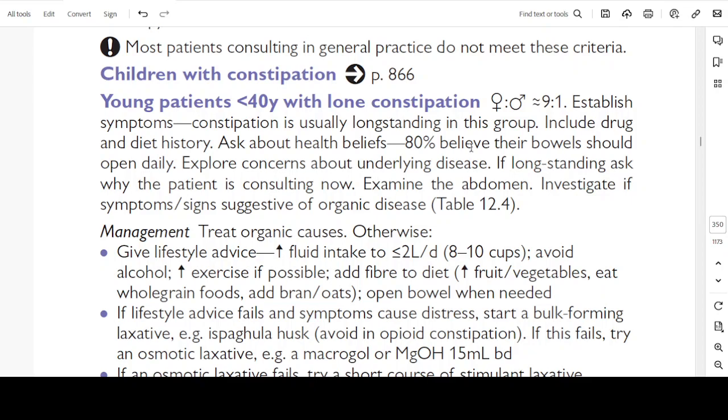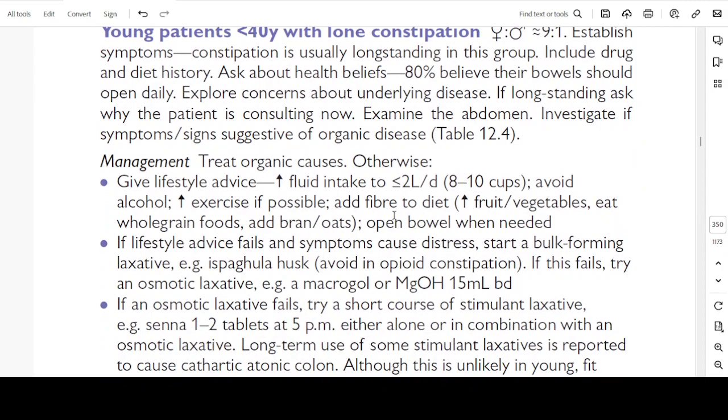If long-standing, ask why the patient is consulting now. Examine the abdomen. Investigate if symptoms or signs suggest organic disease is present, as in table 12.4. Management: treat organic causes, otherwise give lifestyle advice. Increase the fluid intake to more than or equal to 2 liters per day, 8 to 10 cups. Avoid alcohol.